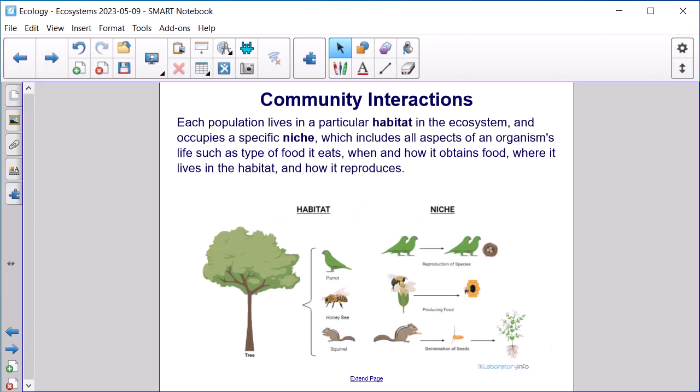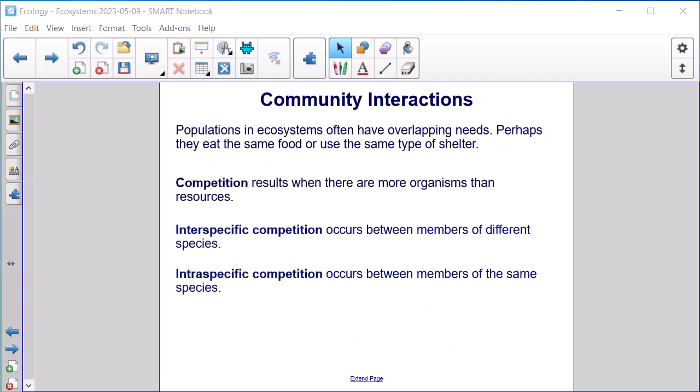Community interactions. Each population lives in a particular habitat in the ecosystem and occupies a specific niche, which includes all aspects of an organism's life, such as the type of food it eats, when and how it obtains that food, where it lives in the habitat, and how it reproduces. Populations in ecosystems often have overlapping needs. Perhaps they eat the same food or use the same type of shelter.